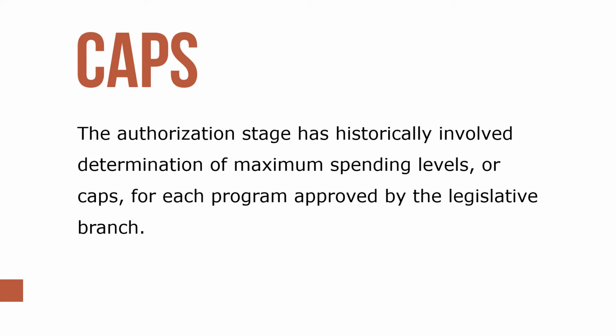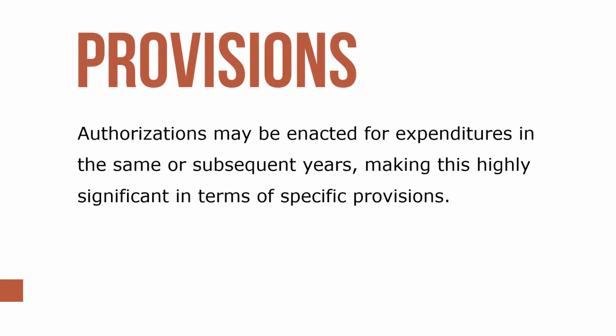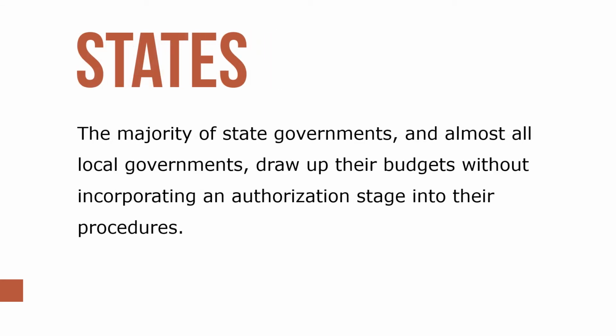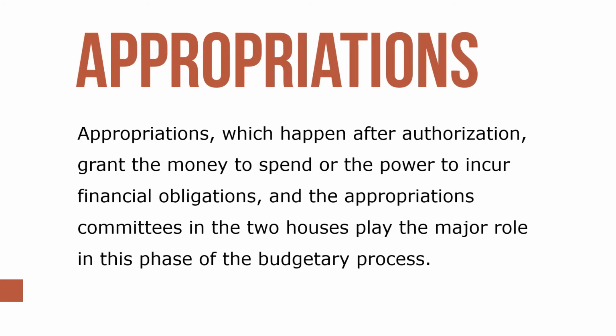The authorization stage has historically involved determination of maximum spending levels, or caps, for each program approved by the legislative branch. Authorizations may be enacted for expenditures in the same or subsequent years, making this highly significant in terms of specific provisions. The majority of state governments and almost all local governments draw up their budgets without incorporating an authorization stage into their procedures. Appropriations, which happen after authorization, grant the money to spend or the power to incur financial obligations, and the appropriations committees in the two houses play the major role in this phase of the budget process.